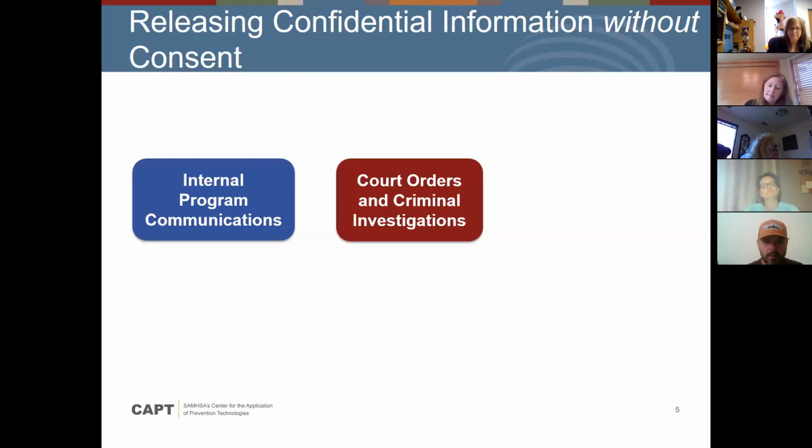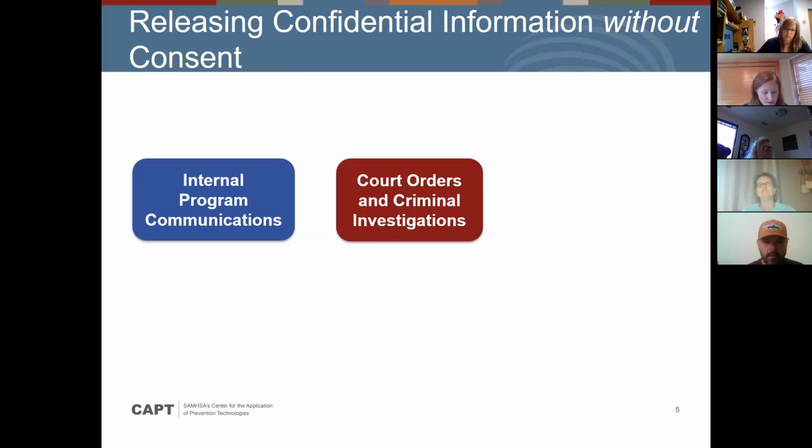The next one would be crimes involving the program. Confidential information may be released to the police if a participant commits or threatens to commit a crime on the program premises or against staff. Health-related emergencies would be another time you could release confidential information. It may be shared with medical personnel if a participant is in a situation that poses an immediate threat to the health of the participant or someone else. If the situation involves suicide, prevention professionals are ethically obligated to report suicidal attempts and threats and are legally required to do so in some states.